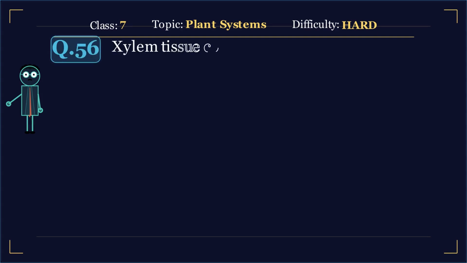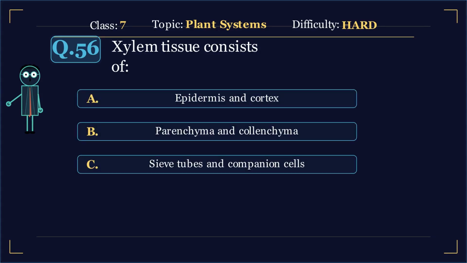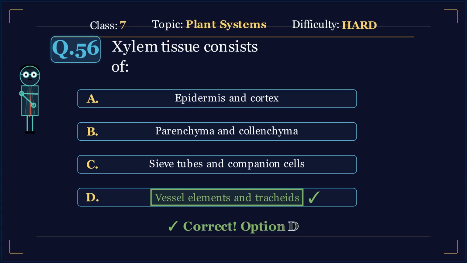Question 56. Xylem tissue consists of. Option A, epidermis and cortex. Option B, parenchyma and collenchyma. Option C, sieve tubes and companion cells. Option D, vessel elements and tracheids. The correct answer is option D.